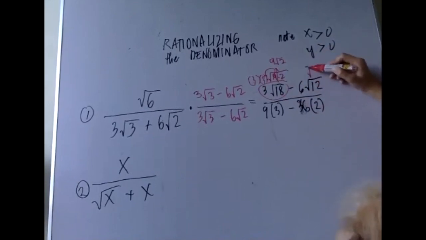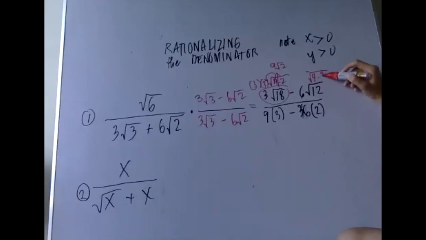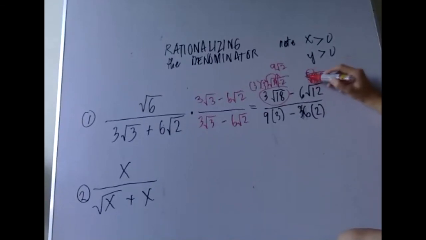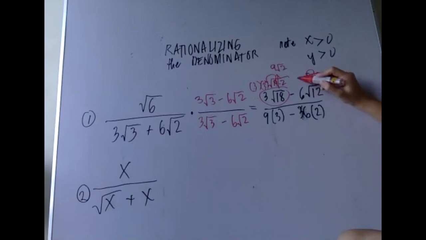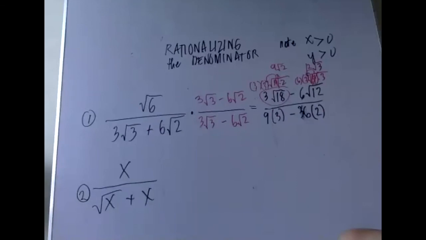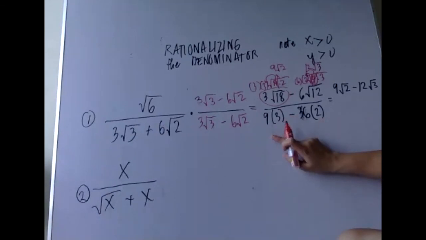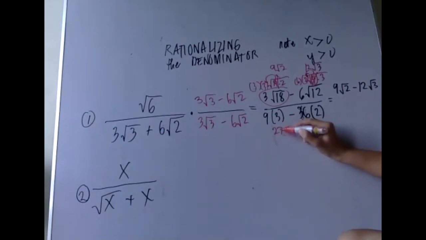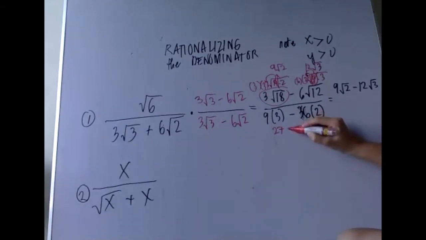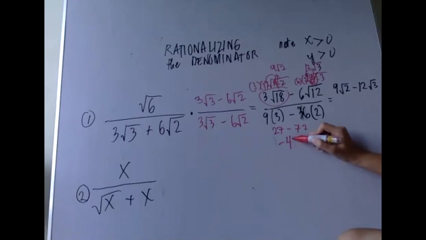How about this one? Sa loob niyan, merong 4 times 3. Pwede mong ilabas yung 2. Okay? So, 6 times 2, that's equal to 12 square root of 3. Okay? So, dito sa taas, meron tayong 9 square root of 2 minus 12 square root of 3. Okay, sa baba naman, 9 times 3, that's equal to 27. 36 times 2, that's equal to 72. Right? 27 minus 72, negative 45.